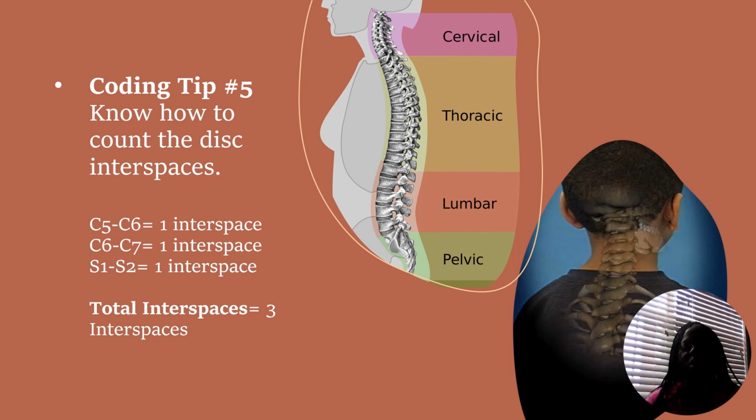So if the surgeon is working on these different interspaces, the total interspaces that the surgeon actually worked on is 3. So this counts as 3 interspaces. So again, it is important to know which disc interspace the surgeon is actually working on.